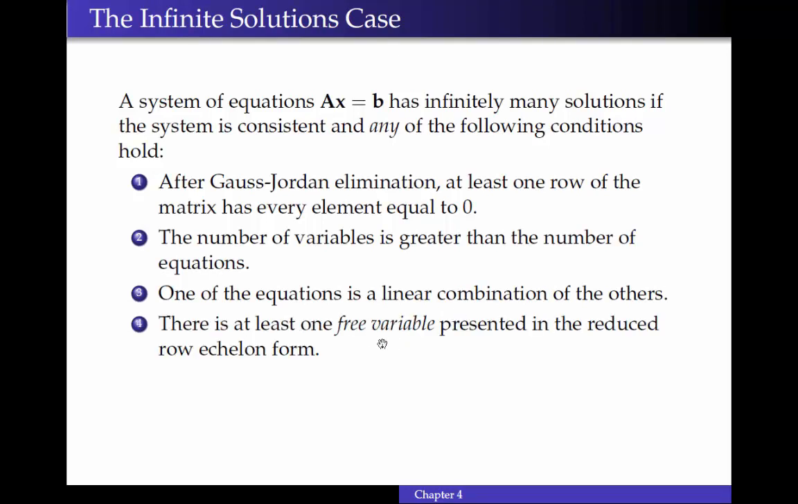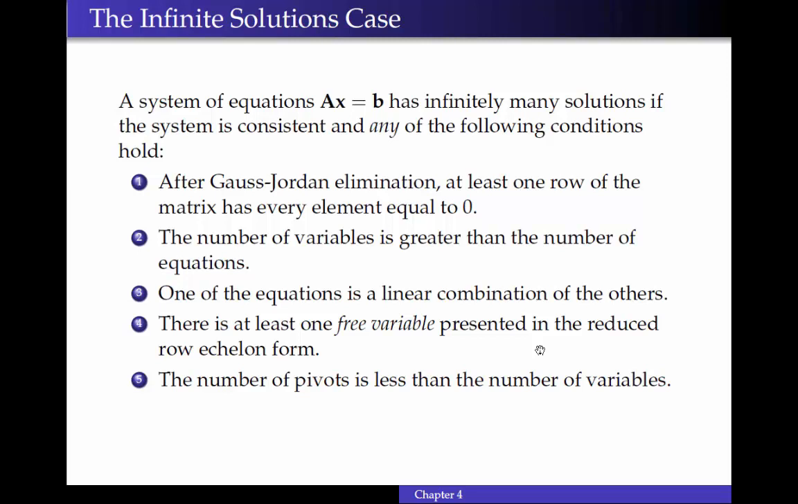And also if there is at least one free variable present in the reduced row echelon form, which means that the number of pivots is less than the number of variables. In this case, we say that the matrix A is not full rank.